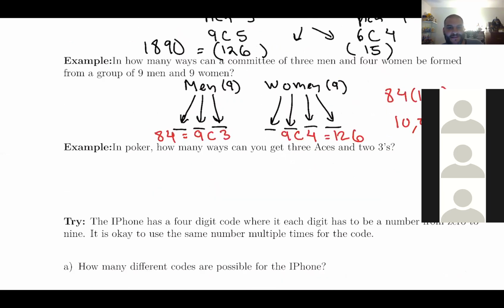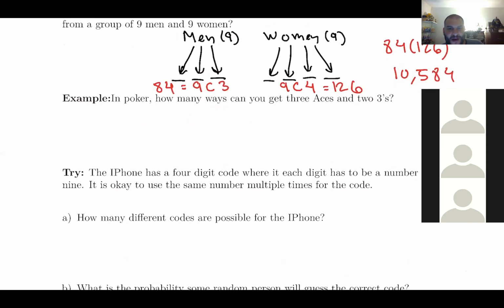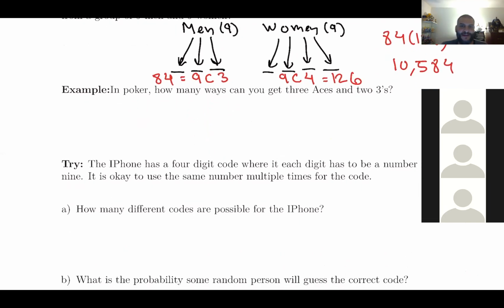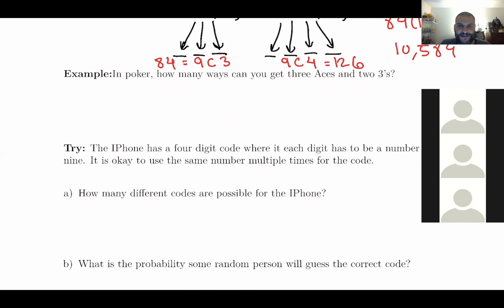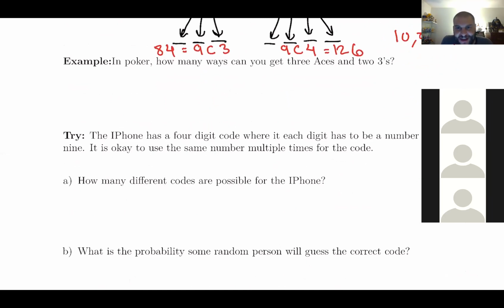All right, so let's do this one, and then I'm going to want you to try out this problem. We'll do some breakout rooms for this one. We'll have some fun with it. Okay, so it says in poker, how many ways can you get 3 aces and 2 threes? Cool. So essentially, we want to find out how many ways we can get 3 aces and 2 threes.